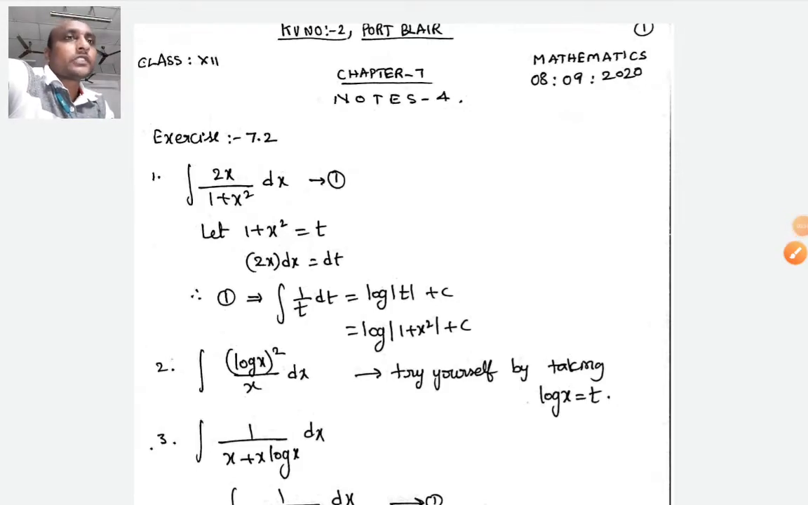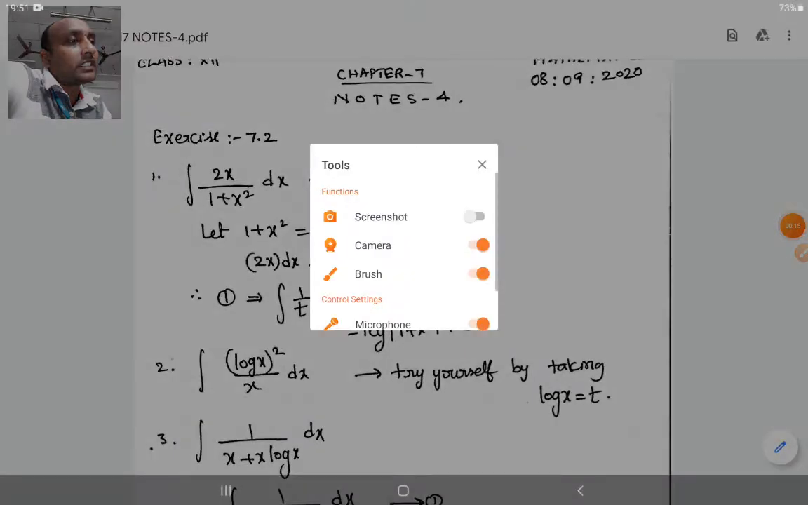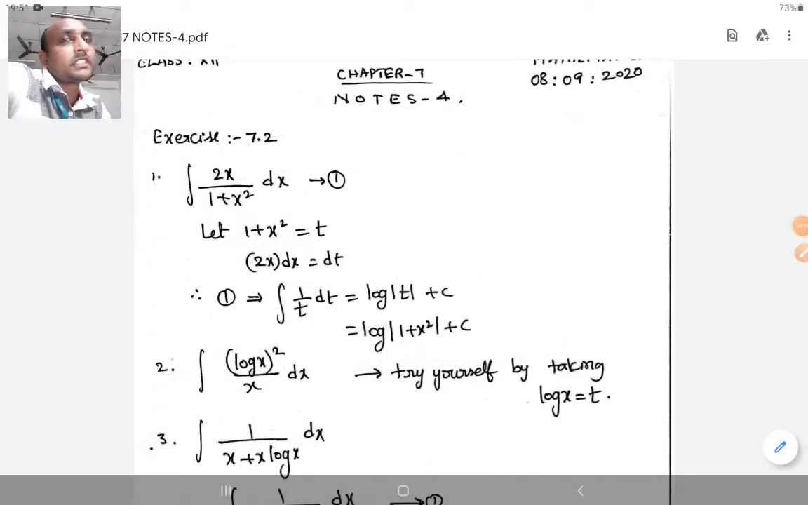In this class I am going to explain class 12th mathematics chapter 7, exercise 7.2, the questions related to the substitution method. In the substitution method, the most important thing is that something in the integrand must be taken as t. When you take t, the derivative of that something should be present in the integrand.